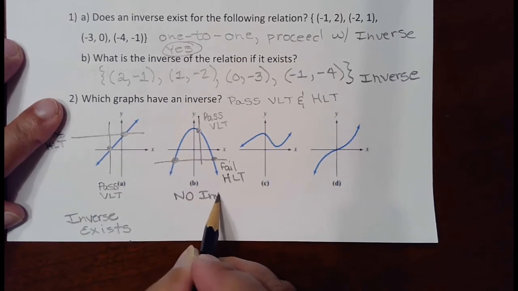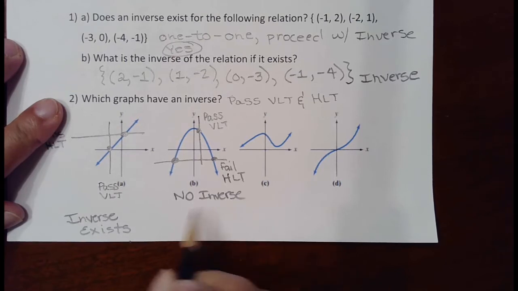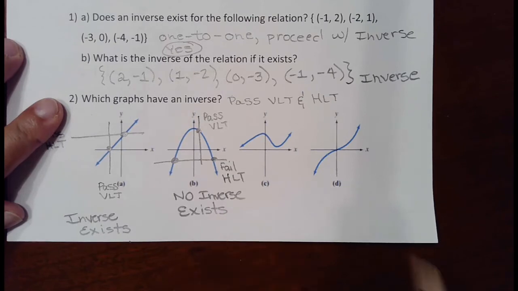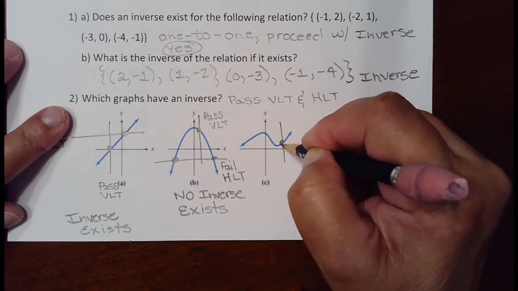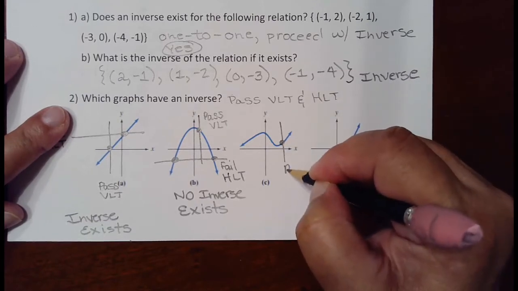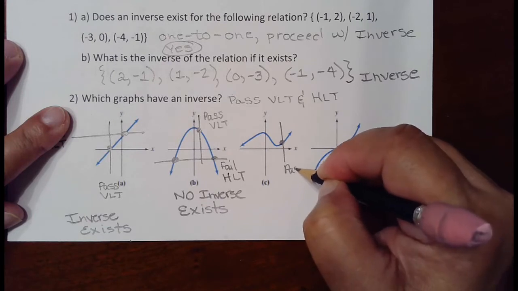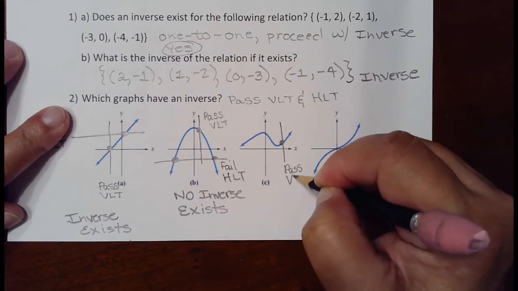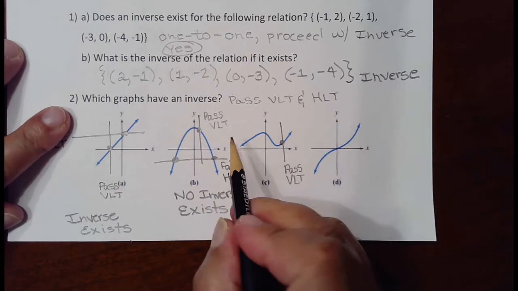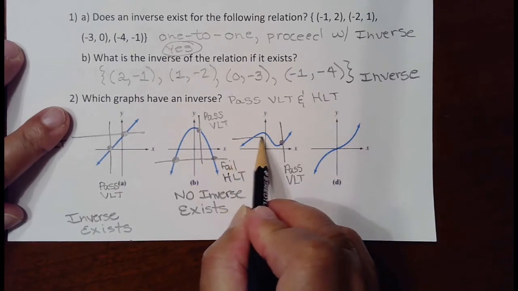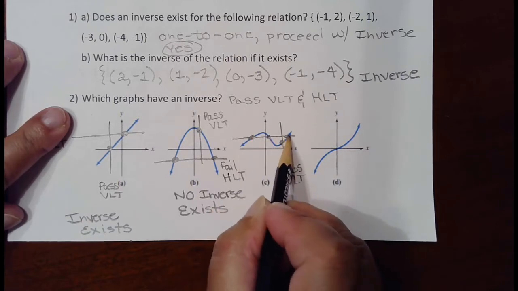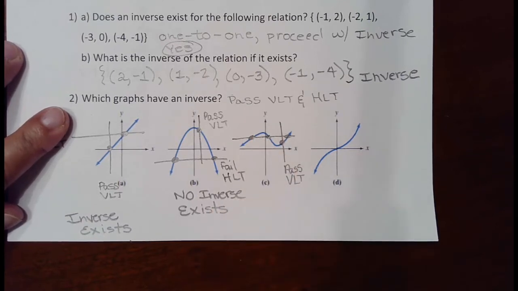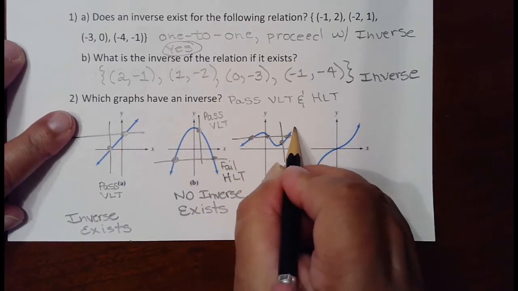Okay, next we move to this shape. It passes the vertical line test no matter where you draw the vertical line. And let's see the horizontal line test. It fails because that horizontal line cuts through the graph 3 times. Anything more than once and it has failed that test. So it fails the horizontal line test, and therefore no inverse exists for this particular problem.